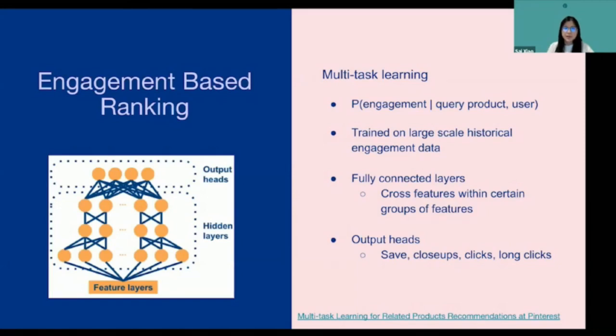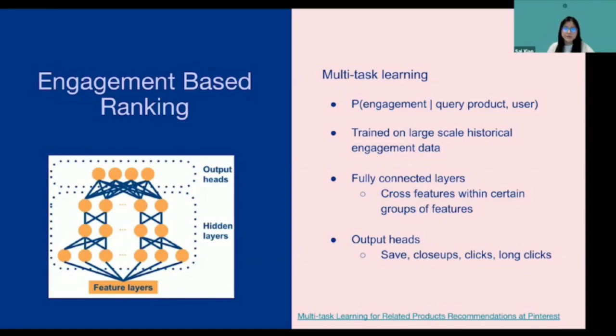We leverage user engagement data to train an engagement-based ranking model to predict the probability of different engagement types, given the query product and the user. We use a multi-head DNN model constructed by grouping all these features and crossed features in the fully connected layers. The output of the model has 4 output heads, each corresponding to 1 engagement type. From the multi-task model, different objectives can borrow knowledge from each other by sharing the previous layers.